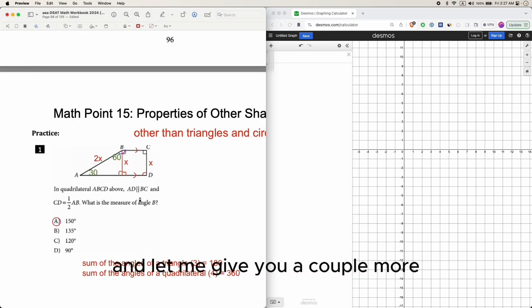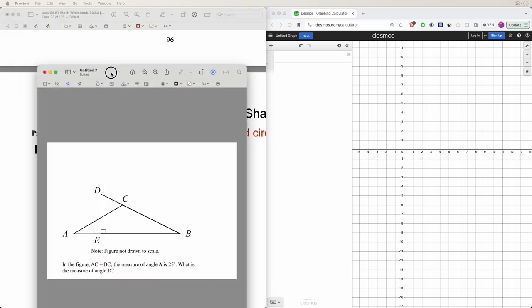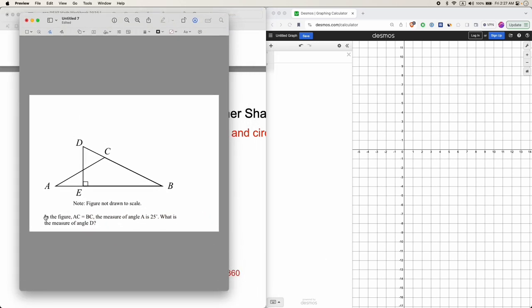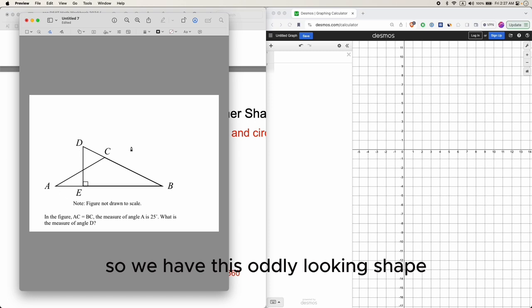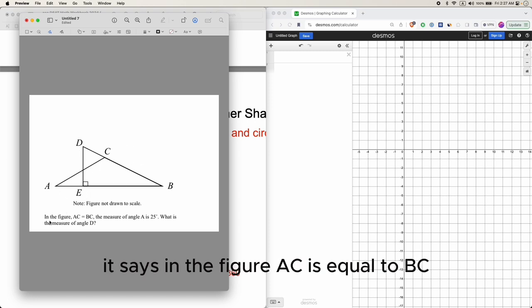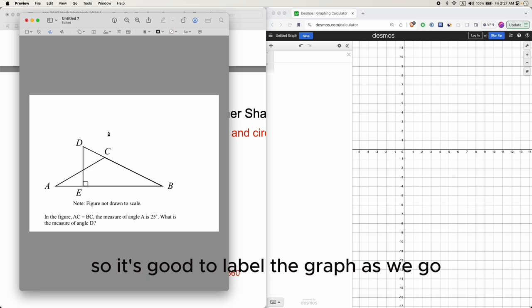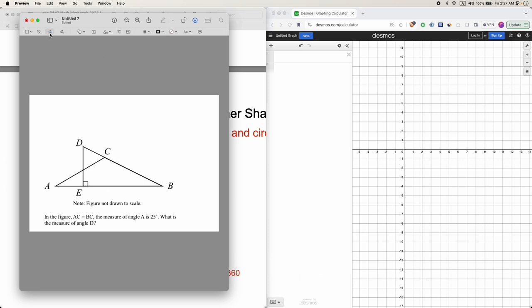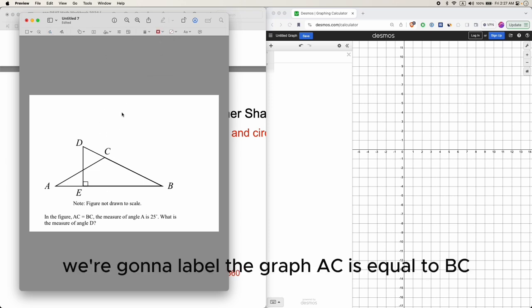And let me give you a couple more odd shape questions. Here's one. So we have this oddly looking shape. It says, in the figure, AC is equal to BC. So it's good to label the graph as we go. So let's do that. We're going to label the graph AC is equal to BC.